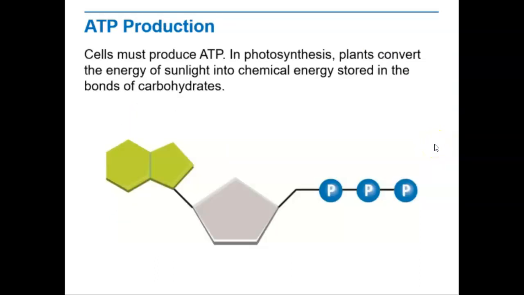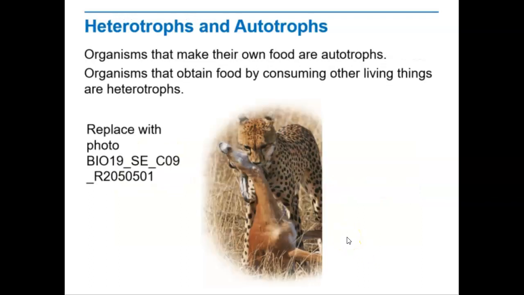All right, so cells have to produce ATP. So in photosynthesis, plants convert the energy of sunlight into chemical energy, and they store that in the bonds of carbohydrates. If you remember, carbohydrates are sugars, okay? Cells aren't born with a supply of ATP. They have to produce it somehow. So where do you think you get the ATP in your cells? It comes from the food that you eat, right? For plants, do they eat food? No. So where does theirs come from? And that's kind of what we're going to be talking about here.